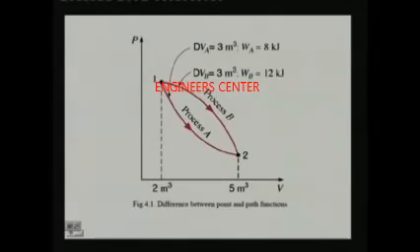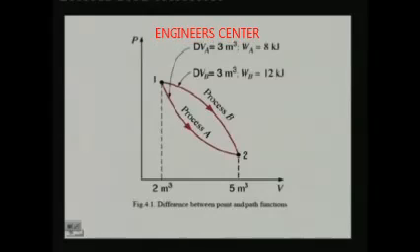Whereas the work done in process A is 8 kilojoules, whereas the work done in process B is 12 kilojoules. That means the work done depends not only on the initial and final states, but also on the path, since it depends on the total process from 1 to 2. So, you can say that volume is a point function and work transfer or work done is a path function.